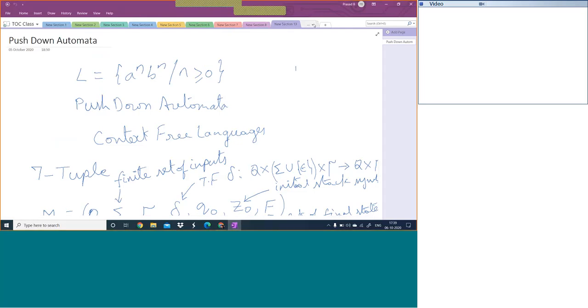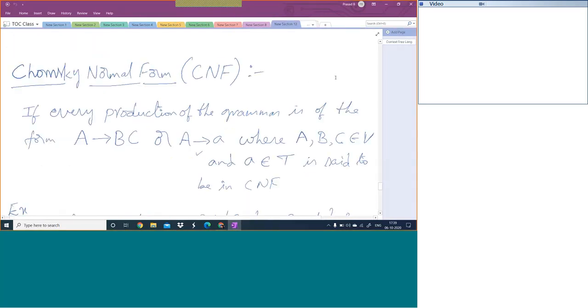Context-free languages. Do you remember? Chomsky normal form. This was completed yesterday.